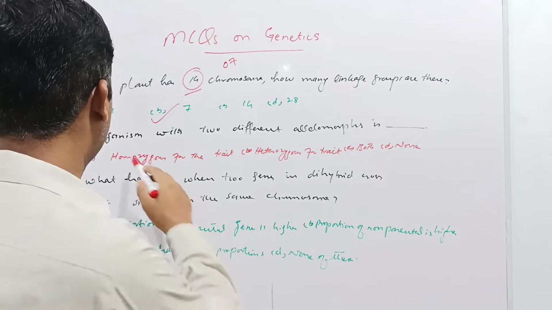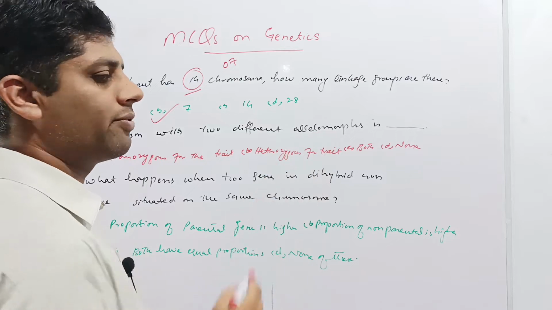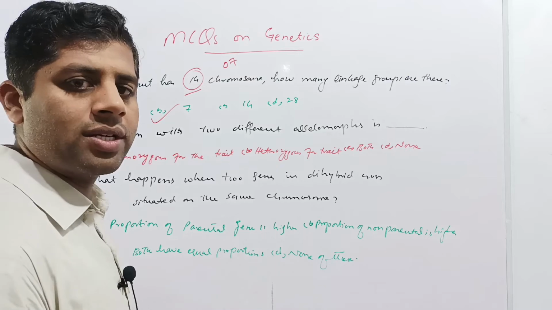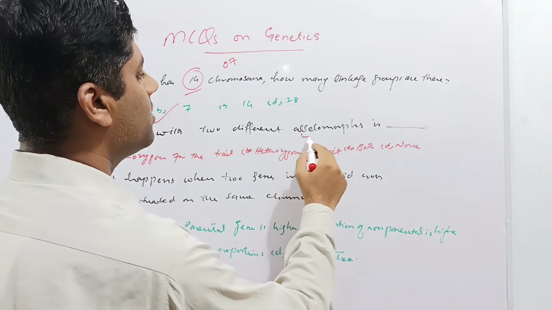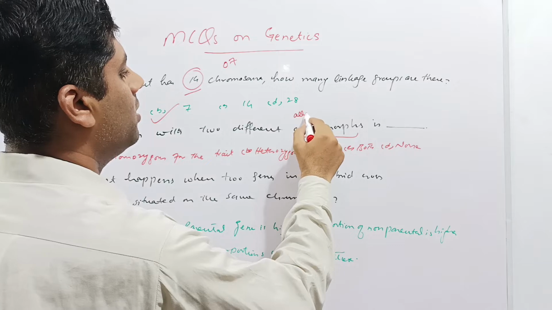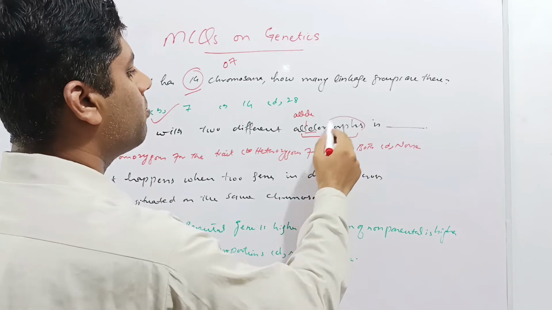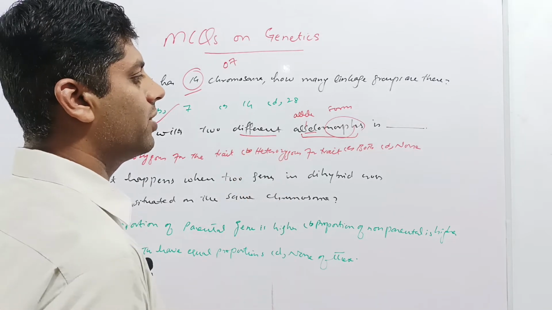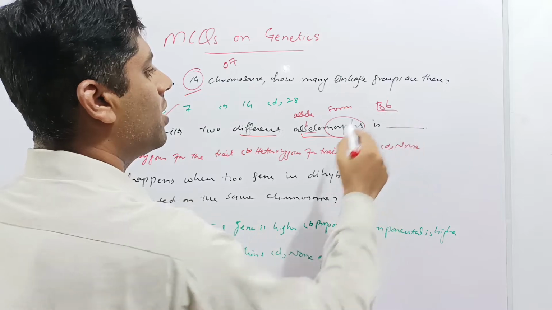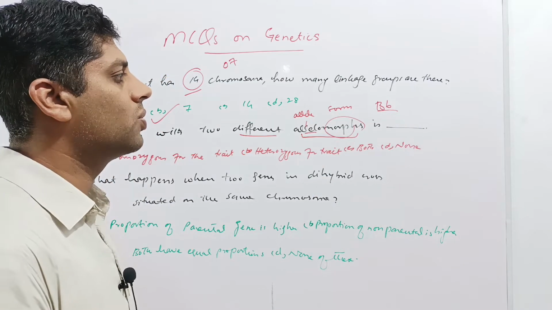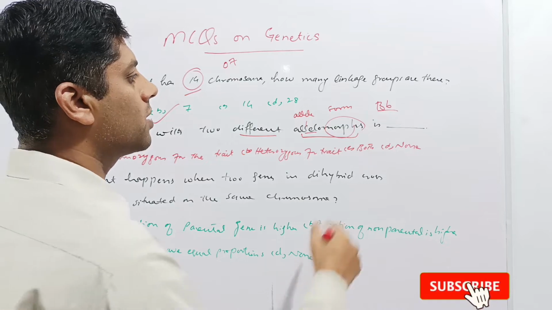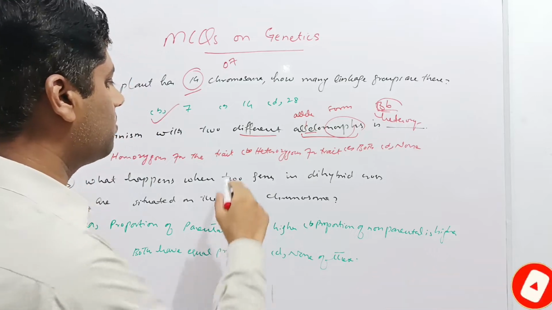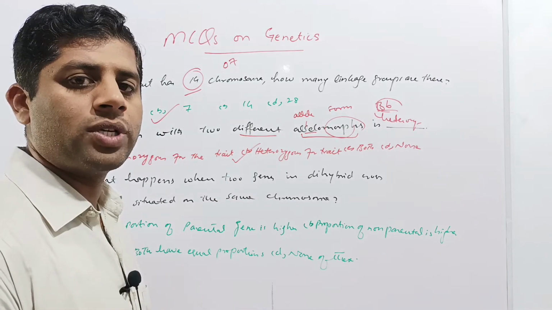Next question is, organism with two different allelomorphs is, given options are homozygous for that trait, heterozygous for that trait, both or none. So allelomorph means having the alleles. Allelo refers here to the allele, the alternate form of gene, and morph means the morphology or form. So the individual has different allelomorphs or different alleles. For example, black and white, both kinds of alleles are present in this gene. So capital B and small b, such an individual is called a heterozygous individual because of having different forms or different alleles. So option B is correct, that the individual will be heterozygous for that trait.